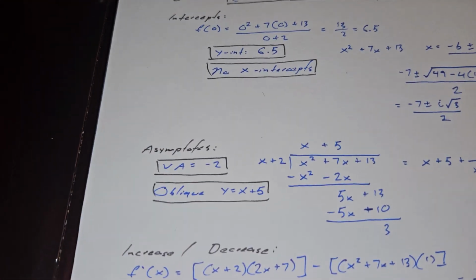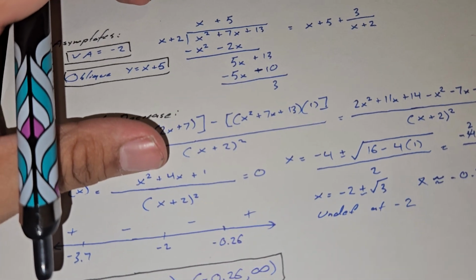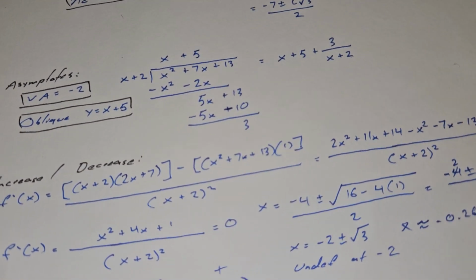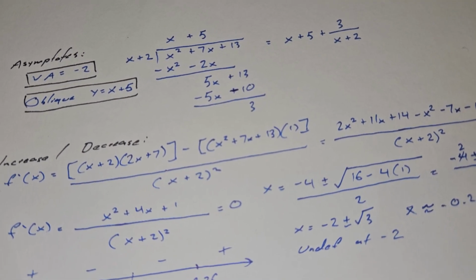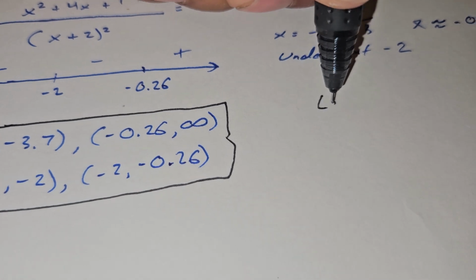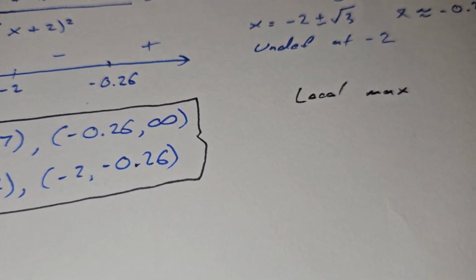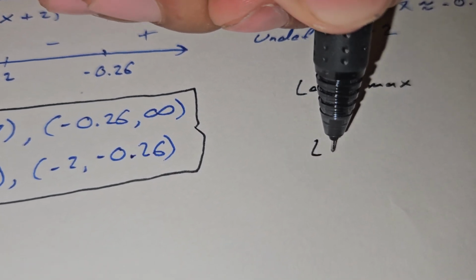Let's go ahead and find the local min and max. So in order to find, let's write it in black. Local minimum, max. Let's do the max first, and then local min.